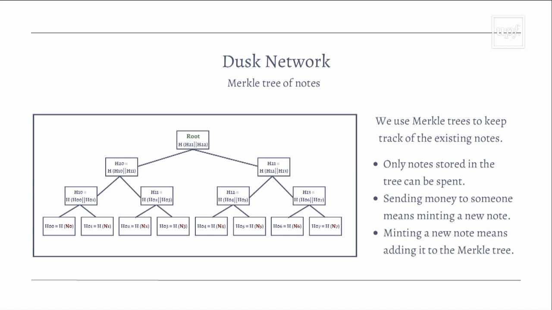So in a similar way, instead of keeping the balances of the accounts, we keep the unspent transaction outputs, which I will call from now on nodes. Okay, so in each of the nodes of the Merkle tree, we will have the hash of the different nodes. And we use this tree to keep track of which are the nodes that were created. So only the nodes that are stored in the tree are the ones that can be spent. When I say that I send money to someone, what I mean is that I'm creating a new node that will be added to the Merkle tree.